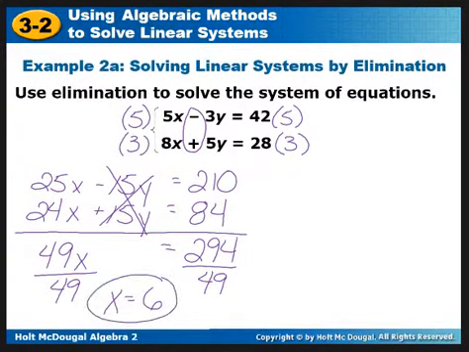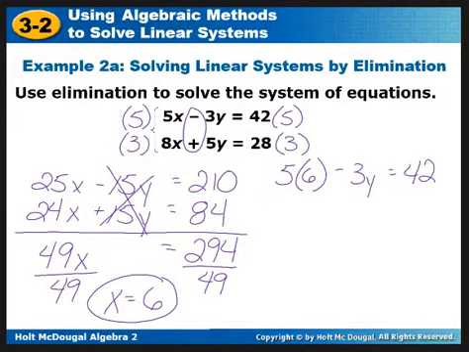So don't let those big numbers fool you. You're still going to get a fairly easy number to work with. So now what I'm going to do is go back to the beginning like we talked about, and I'll take the top equation, and in place of that x, I'm going to put a 6, and I'm going to use that to try to figure out what my y is going to be. So 30 minus 3y is going to equal 42.